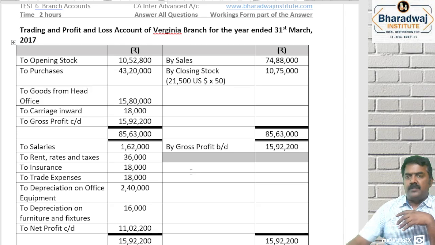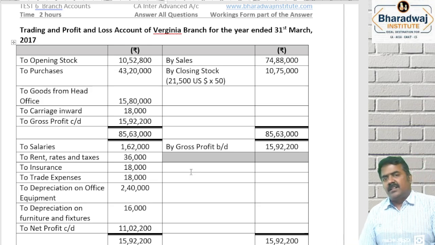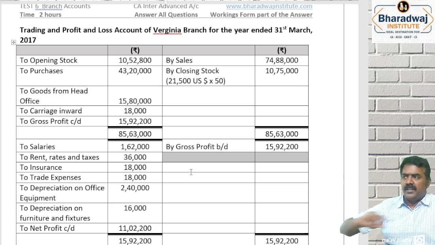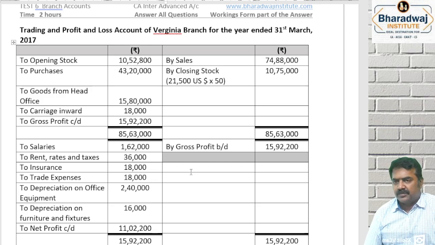This is net profit without including forex gain. When we prepare the balance sheet, we can add what? Head office account, add the net profit, add the forex gain, like that we can do. Take it.